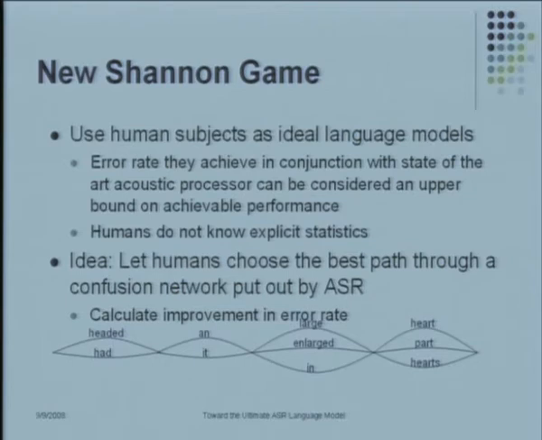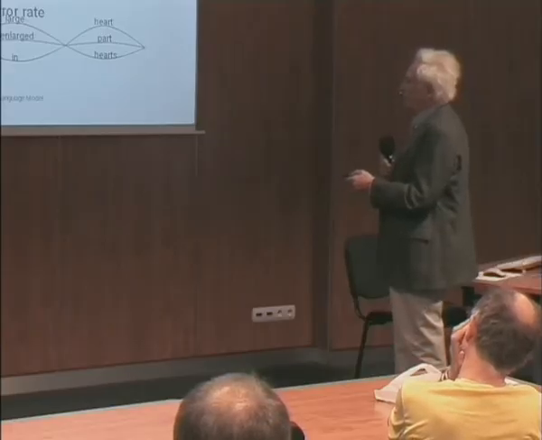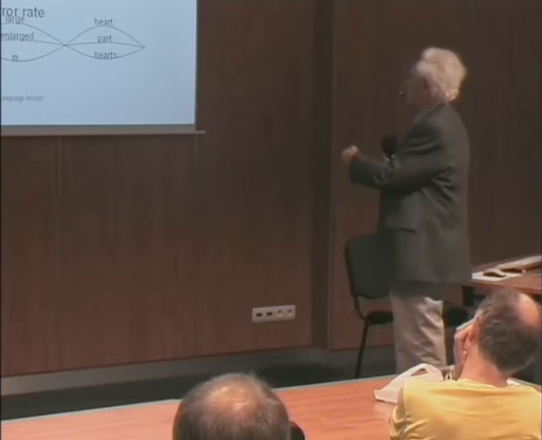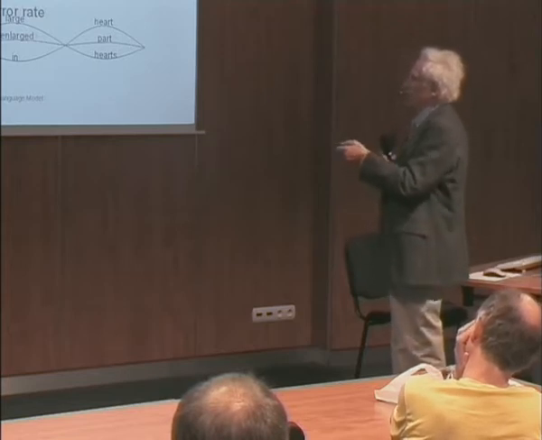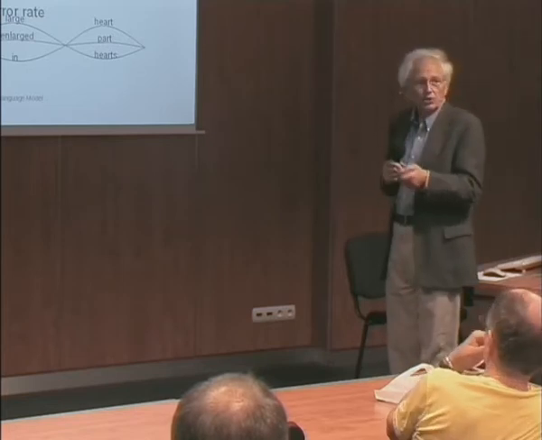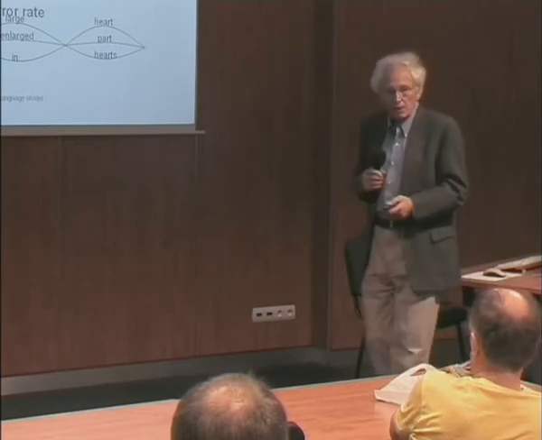The confusion network narrows the possibilities to the words which conceivably could have been said, given the state-of-the-art recognizer. So for instance, I don't know what the right sequence is, but this is an example of a confusion network. The first word is either, let's say, headed or head, and another word is either N or it, and either it is large, enlarged, or in, and this. And the way we would introduce the human beings to be active in the selection is that they would try to find the most likely path through this network.